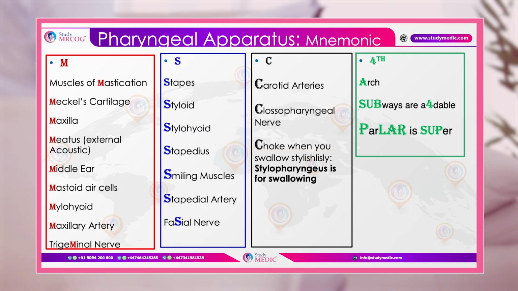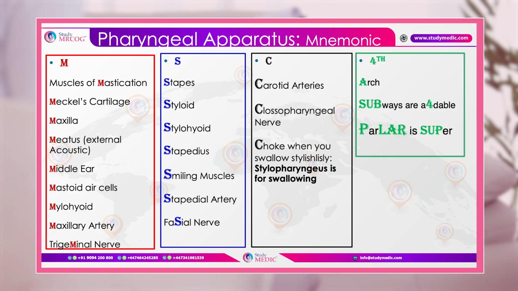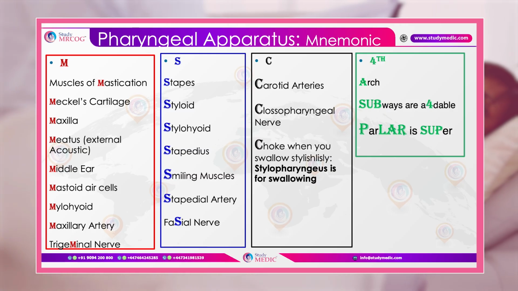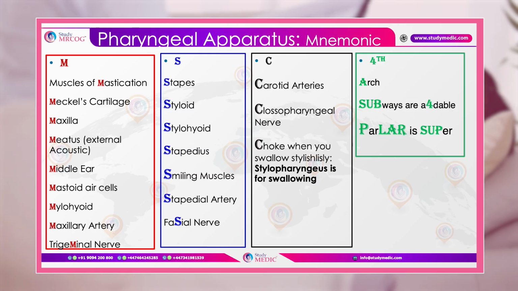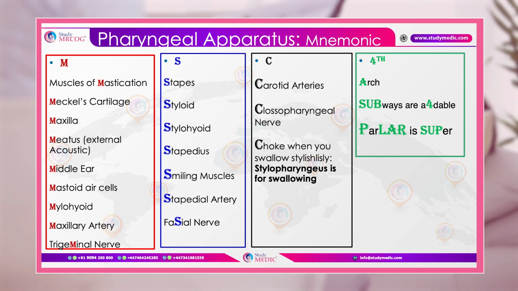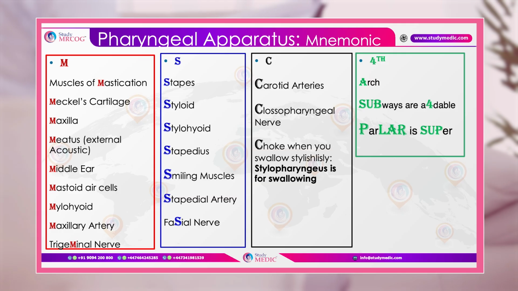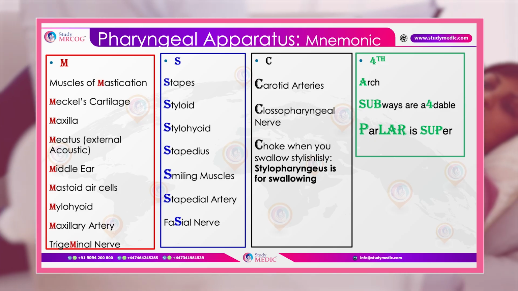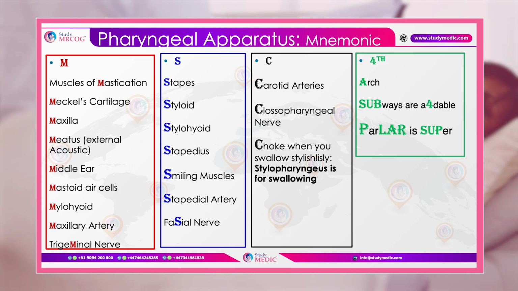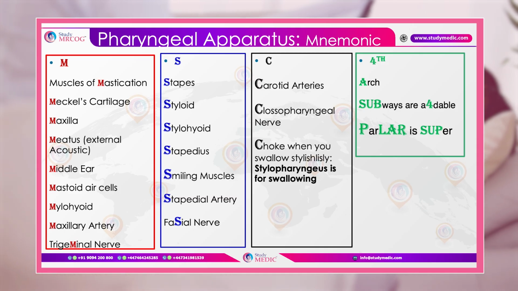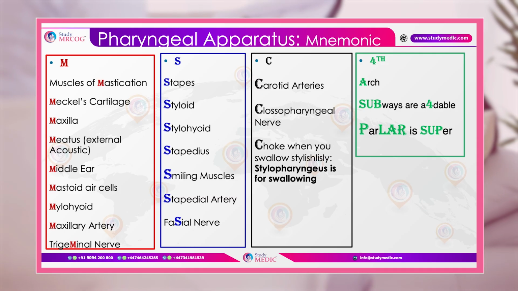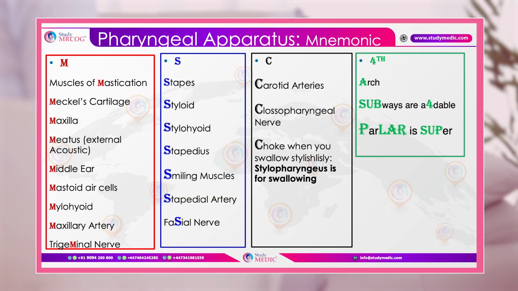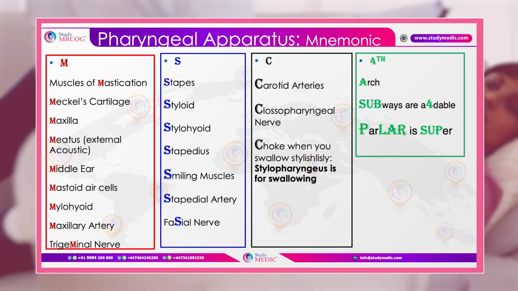Now parlor is super, okay? So if you go to a parlor, you look superb. All right, so P is for the parathyroid, which is also a derivative of the fourth aortic arch. Then the superior laryngeal nerve is from the fourth pharyngeal arch, and from the sixth pharyngeal arch will be your recurrent laryngeal nerve, okay? So this is how you learn the derivatives of the pharyngeal arches, okay?